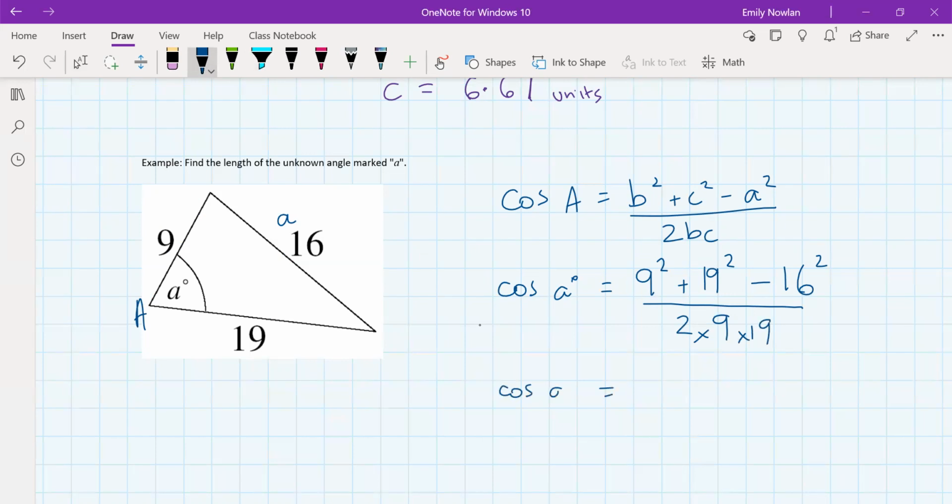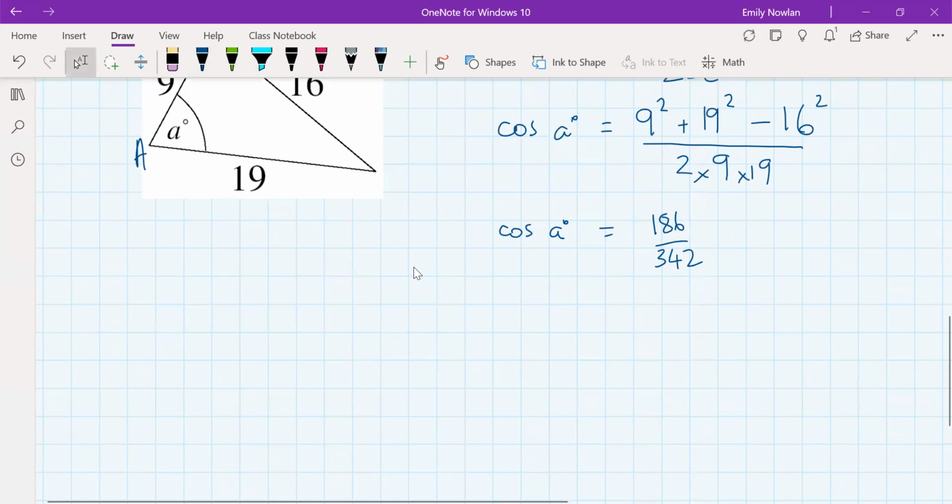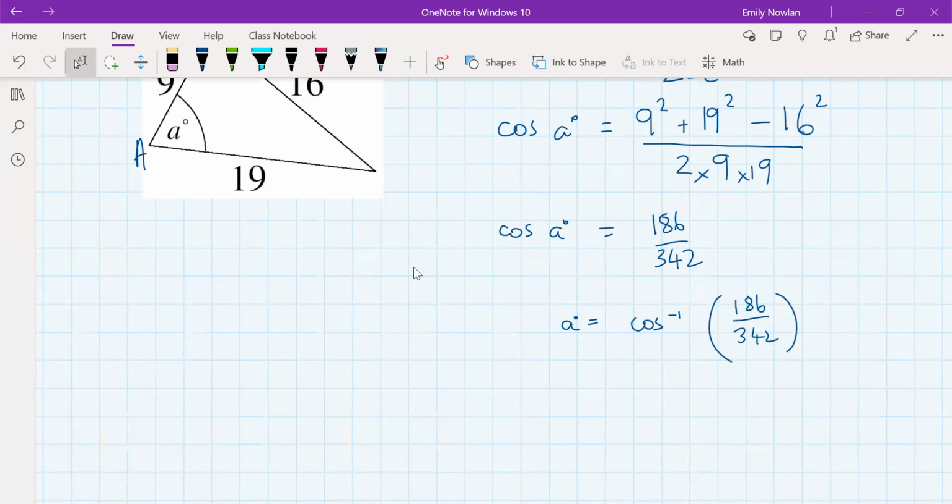Okay, so we can put this in our calculator and work it out. And what we get is 186 over 342. You can have that as a decimal if you prefer, or you can just leave it as a fraction. So then A is equal to, now whenever you're finding an angle, you must use cos inverse or sine inverse or tan inverse, whatever. You've got to use the inverse button. So 186 over 342, and you get the little angle A is equal to, let's go to the nearest whole degree, 57 degrees.